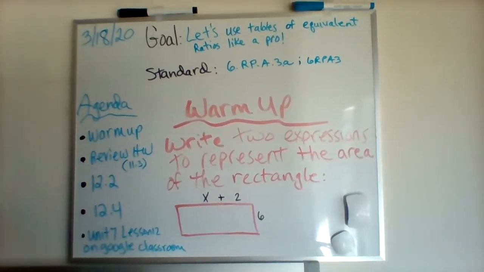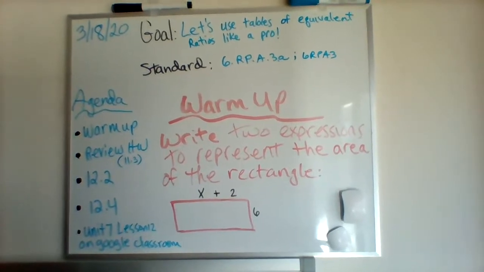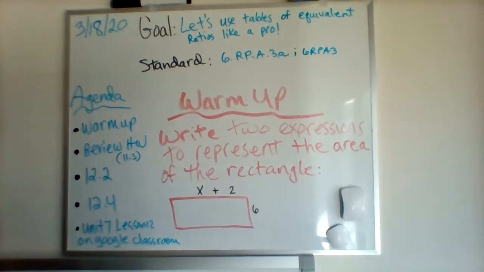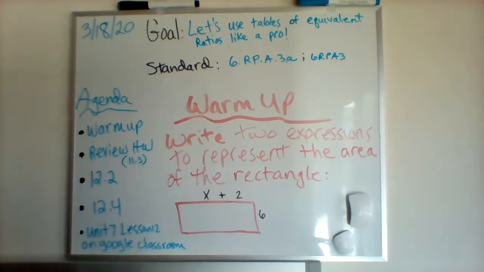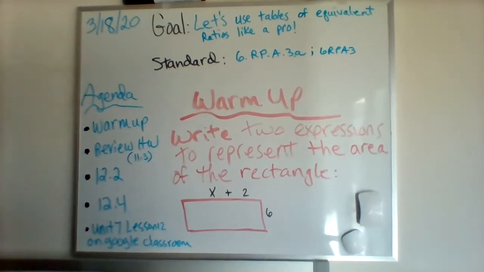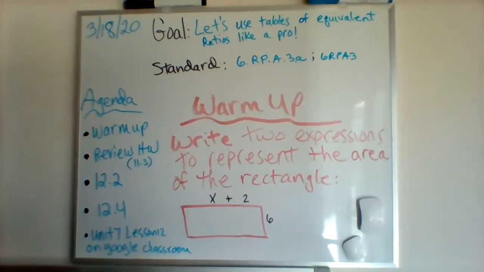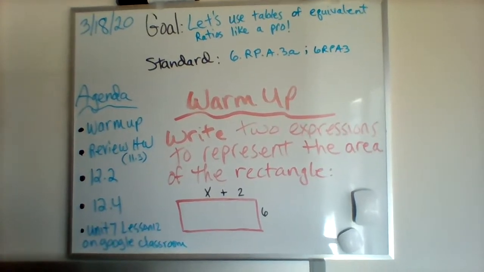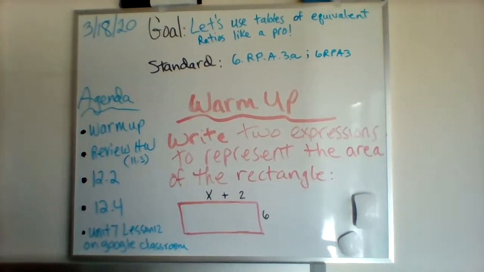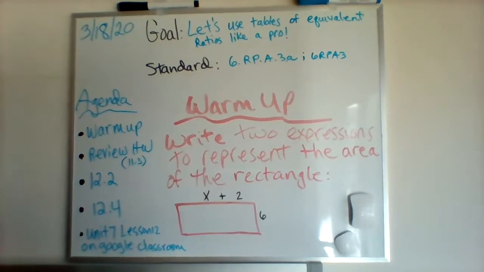Our warm-up is not necessarily about ratios right now. It's more in the context of area, right? So it says, write 2 expressions to represent the area of the rectangle. Hopefully you guys remember how to do that. How do we find the area of a rectangle?